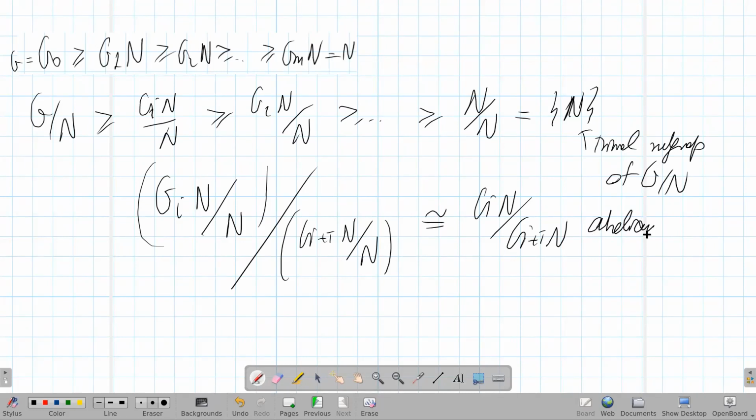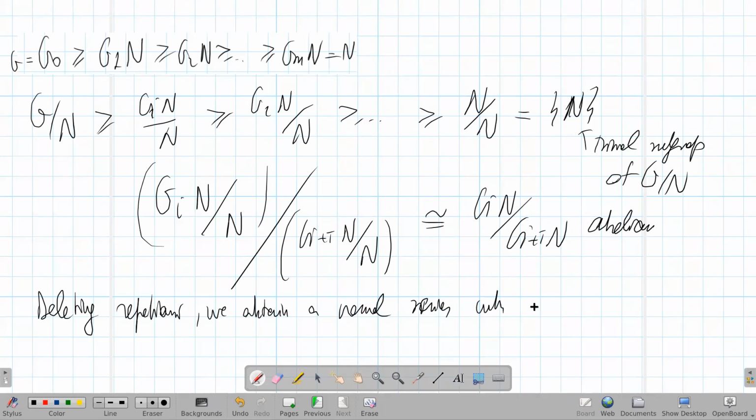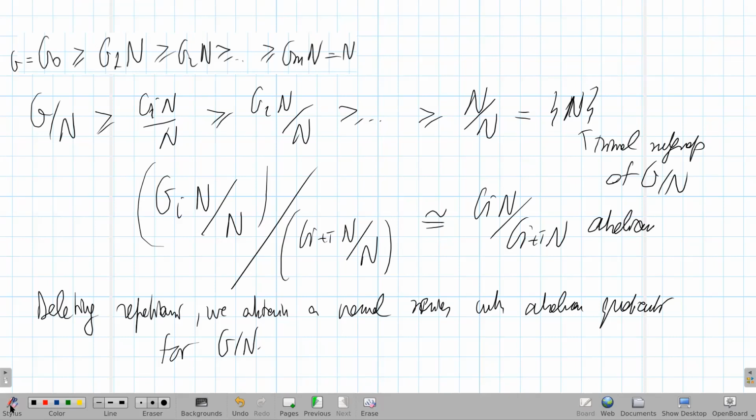Okay, so what we have here, if you delete possible repetitions, because for a series, as I said, we insist on all terms being different, we obtain a normal series with abelian quotients for G over N. Okay, so here we have used property 2 of the previous proposition.